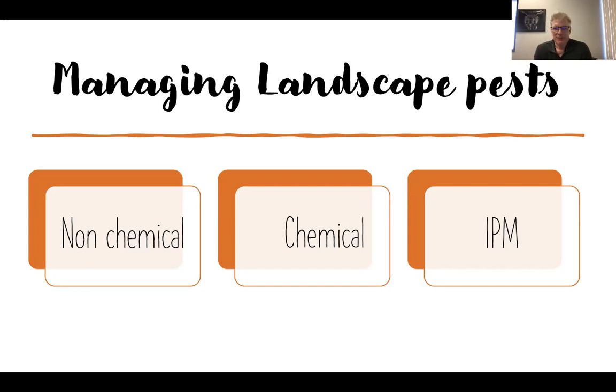And then what about chemical? Can we apply fertilizers? Can we apply insecticides? Can we use rodenticides? What can be done? And then from an IPM standpoint, what are some of the non-chemical measures that can be utilized that's going to help reduce the need for chemical? And that's the main ways that we would manage these landscape pests.